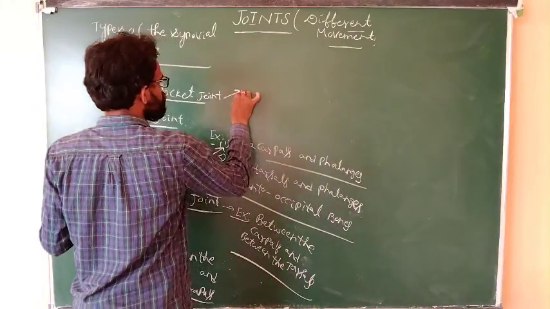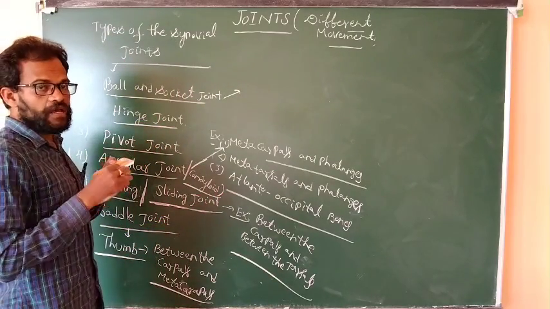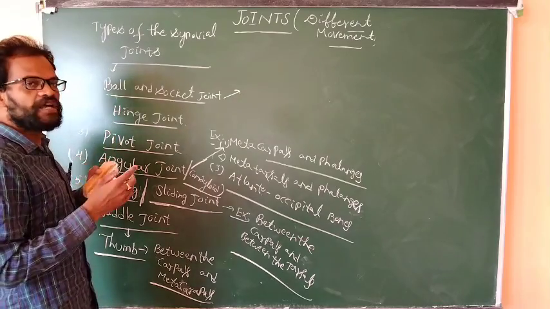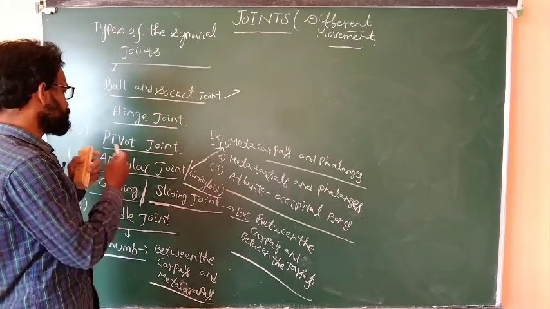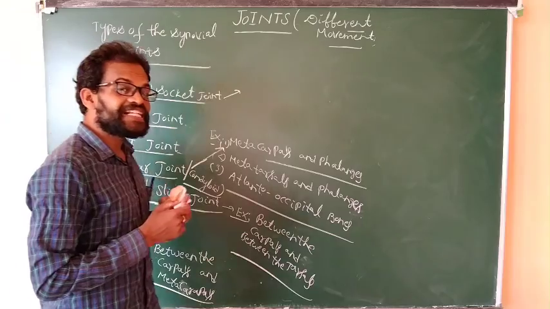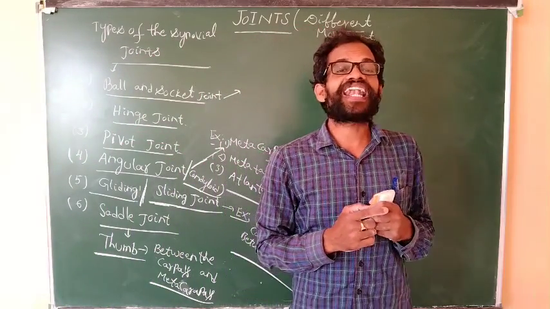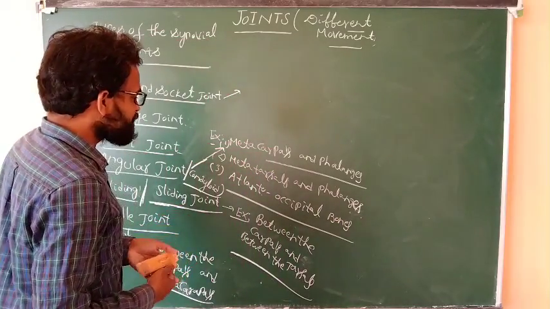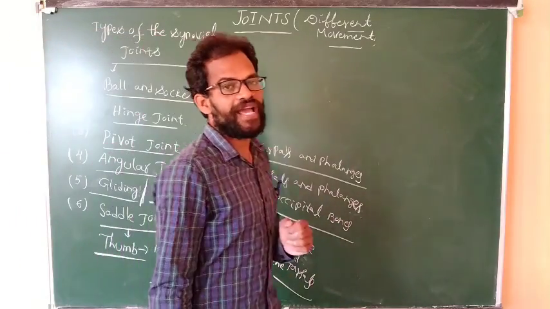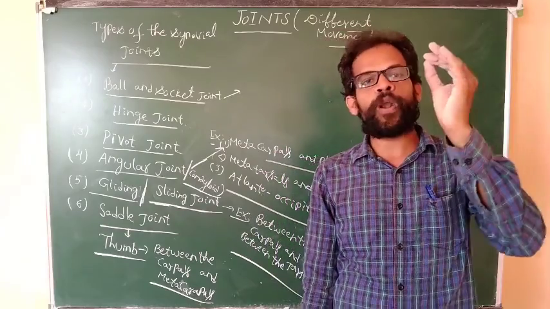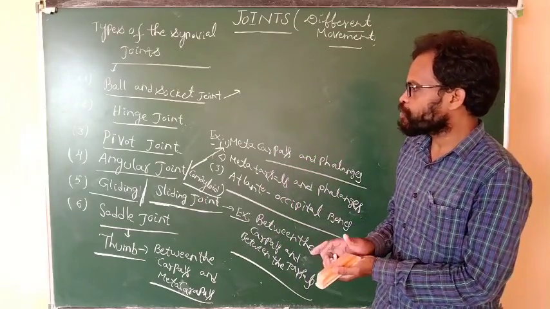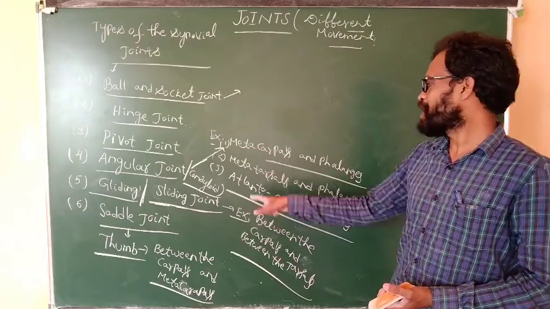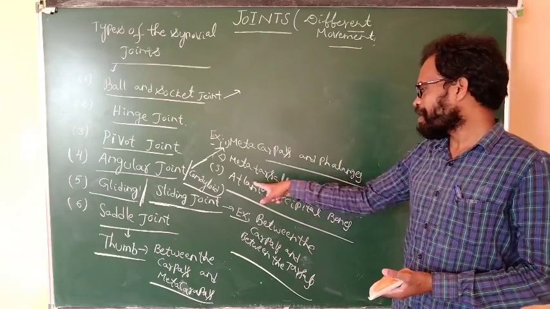Ball and socket joints move in all directions, but the hinge joint moves in only a single direction. And pivot joints, what is the best example for the pivot joints? Atlanto-axis joint, and also radius and ulna joint. Next one, angular joint. What is an angular joint? Metacarpals and phalanges, metatarsals and phalanges.